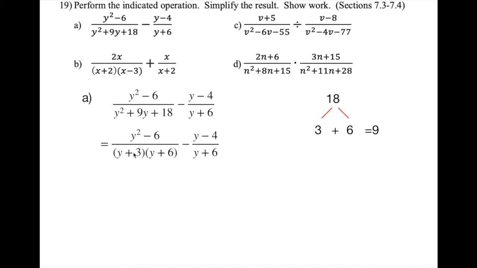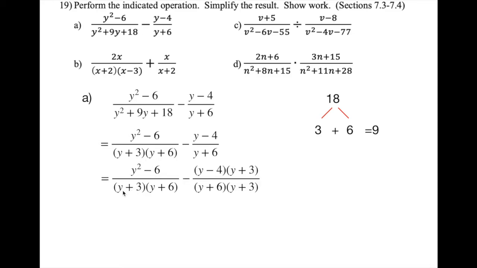Then we want to change every fraction, every rational function, so that the denominator will be the same. For the first term, there's nothing much we could do. But for the second one, what's missing down here is y plus 3. So we will multiply this y plus 6 by y plus 3. And also, up here, we want to multiply by y plus 3, so that the fraction will have the same denominator as the one up here.